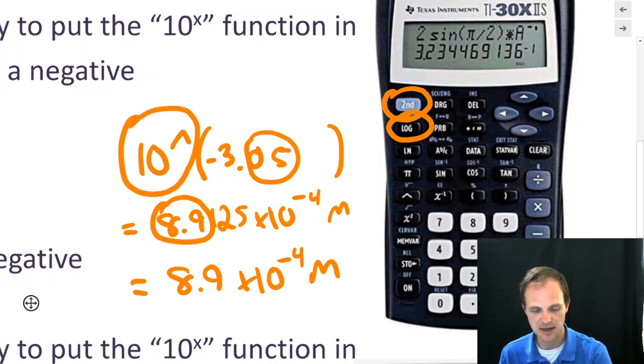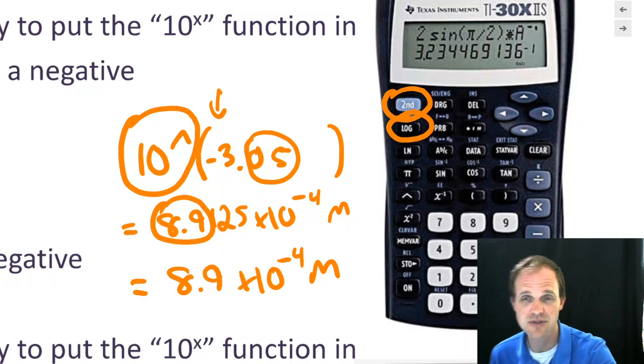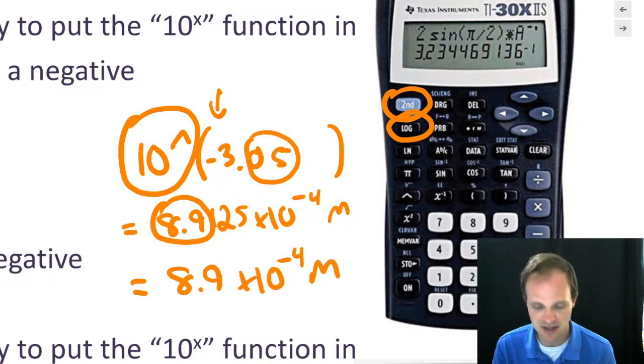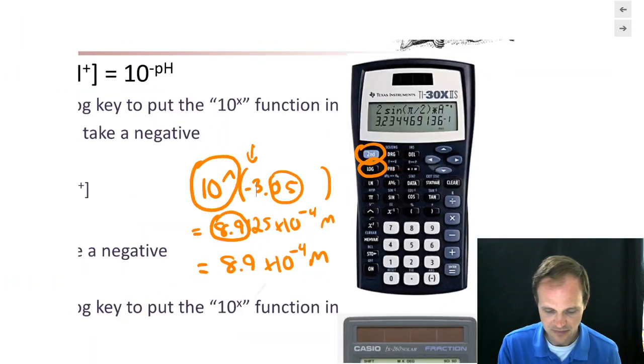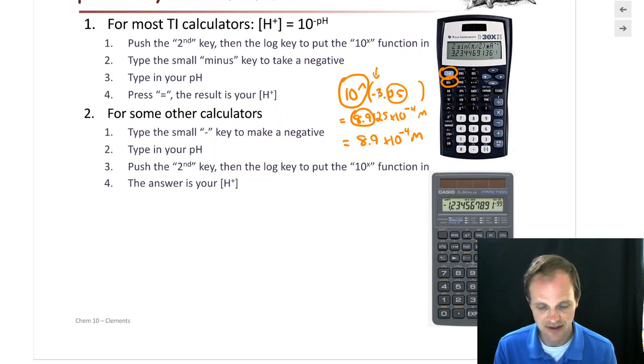So 10 to the minus is the inverse of the log. You need to put that minus sign in there. It won't put it there for you. If you get a positive exponent for your concentration in an acid-base problem, you probably, but not definitely, did something wrong, because most of the time you should get negative exponents when you do these problems. Okay. If you have an older calculator, you're going to do it differently. You're going to type in your pH, make it negative, and then take the 10 power of it.